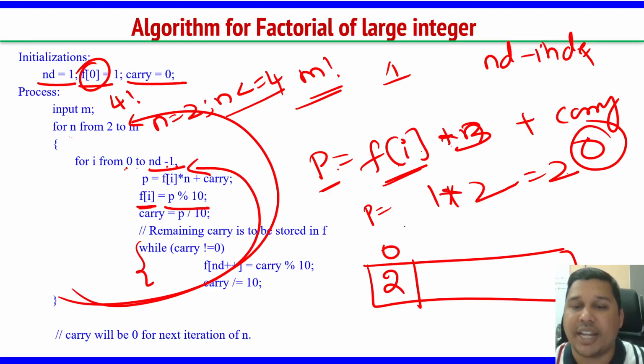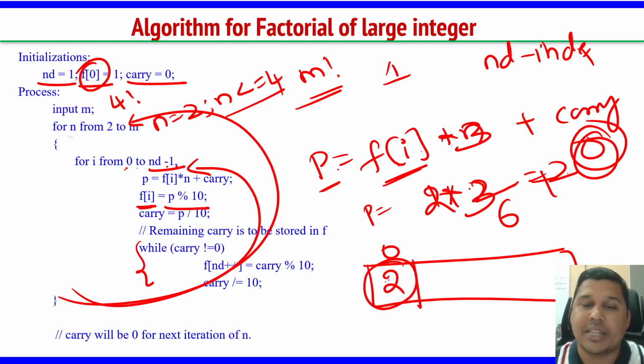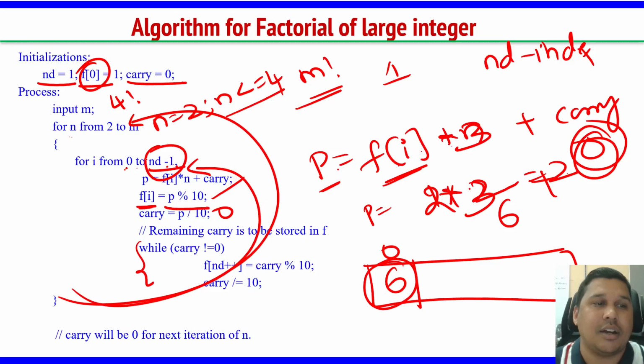Again, what does f of i contain? 2. 2 into 3 plus carry 0, so this is 6. 6 modulo 10 is 6, 6 by 10 is 0, so no change, we will get 6 here. In place of 2, 6 comes here. Again this nd, it will go for the second time, because nd we have taken as 1, and somewhere we are doing nd plus plus, I will talk about that nd plus plus. Again go back, n becomes 4.